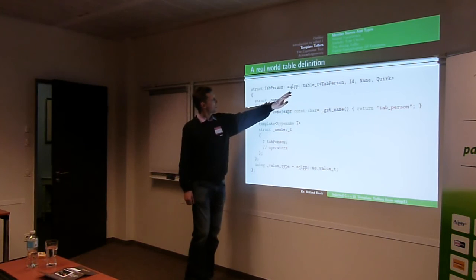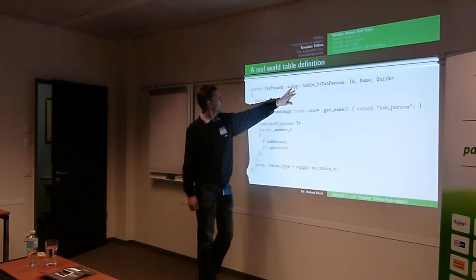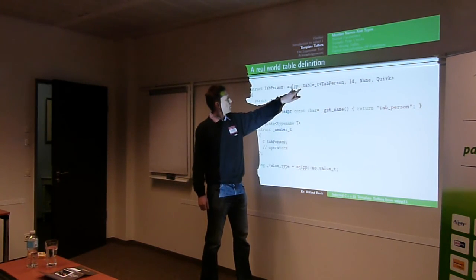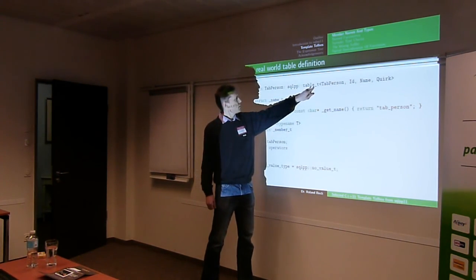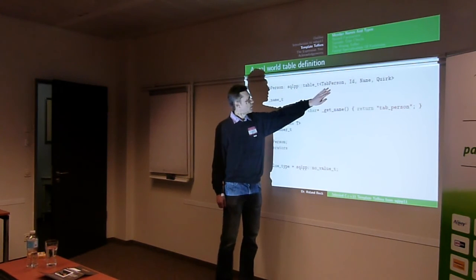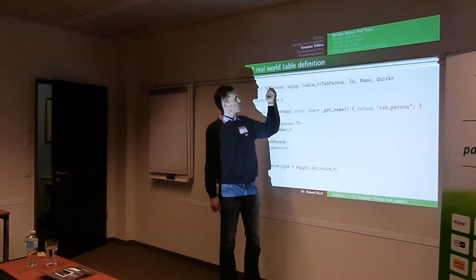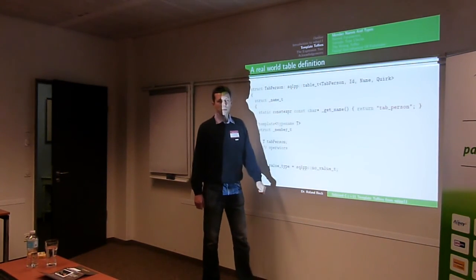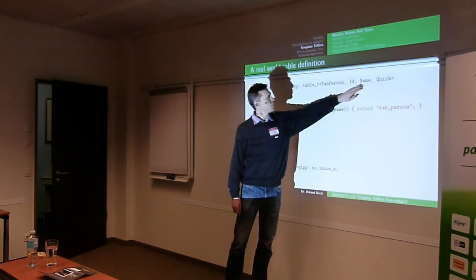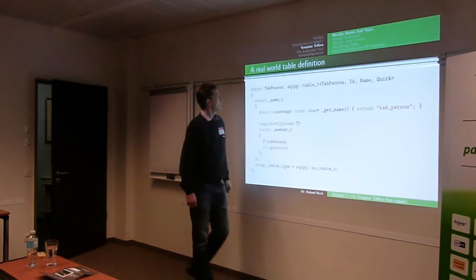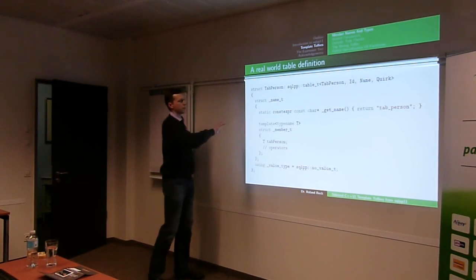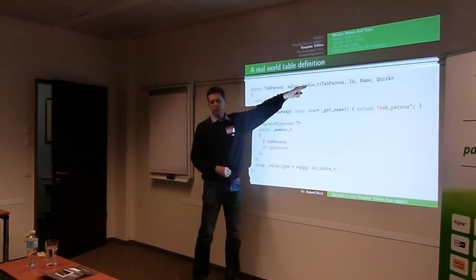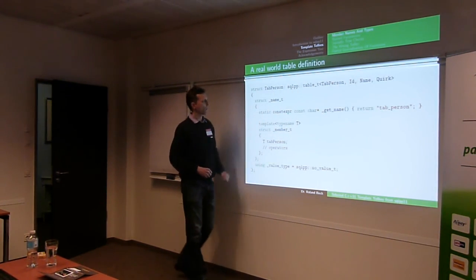Okay, and the inheritance part really brings this table to life. It inherits from a template called table. The first argument is the struct itself, and then the columns of this table. So this table has an ID column, a name column, and a quirk column, and these are added to the list of template parameters for this table template. Okay.